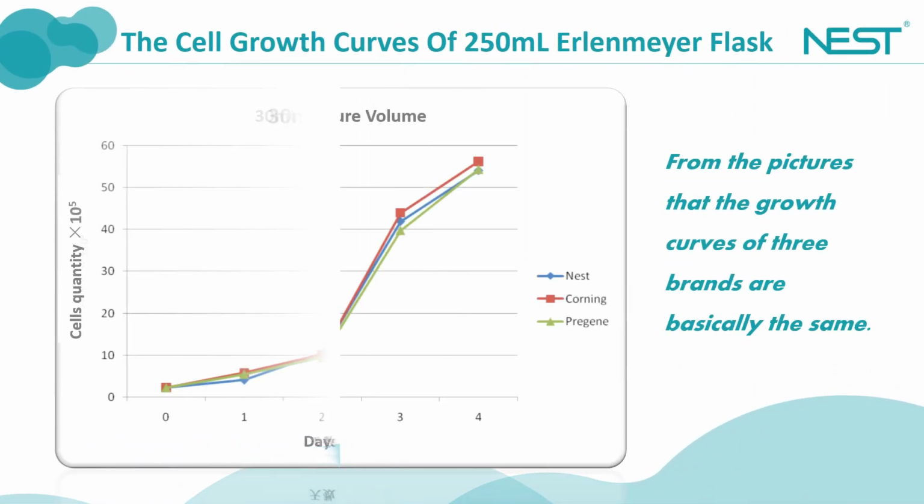For judgment of pros and cons for cell culture products, the most important criteria is the cell culture status. We can see from the pictures that the growth curves of 3 brands are basically the same, with little difference between that of NEST and Corning's.